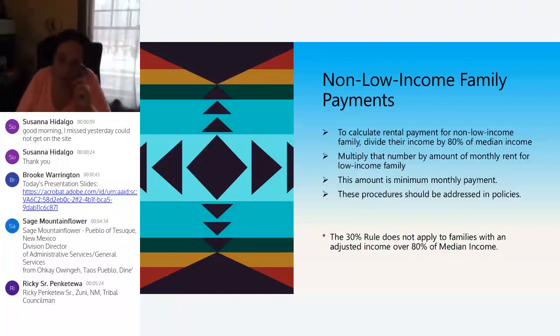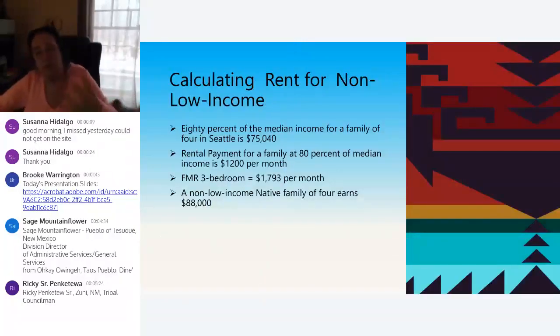So to calculate the rental payment for your non-low income family, you divide their income by 80% of the median income. You multiply that number by the amount of the monthly rent for your low income family. That amount is the minimum monthly payment, and you need to address that in your policies. Okay. The 30% rule does not apply to your families that are over 80% of median income. Those that fall between 80 and 100%, that 30% rule is null and void.